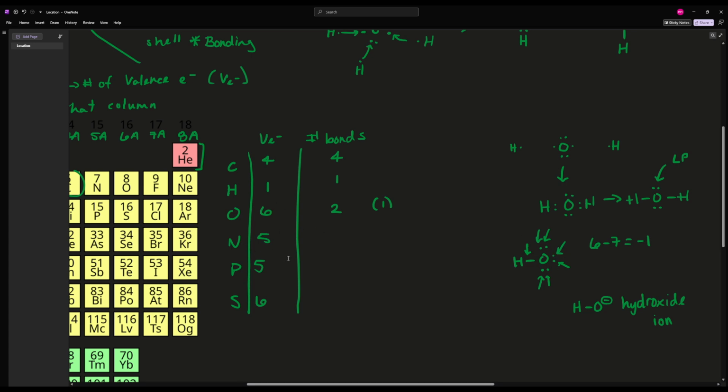Moving on to nitrogen. Nitrogen, well, if we were to draw it out again, it has 1, 2, 3, 4, 5, and so it needs 1 bond with a hydrogen, 2 bonds with a hydrogen, and 3 bonds with a hydrogen to get to our octet. So it has 3 bonds.